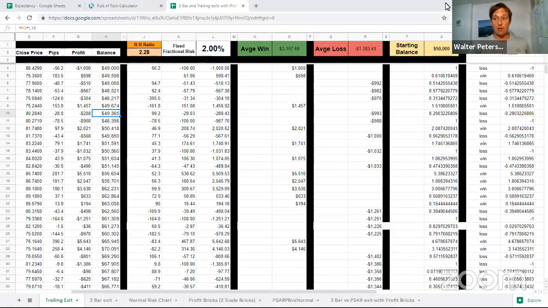So, we're going to talk about how to tweak your system and make it better. That's basically what we're going to talk about today. Really simple. I'm going to show you an example of a strategy, how I tweaked it, what happened when I tweaked it, and how I tweaked it even more.